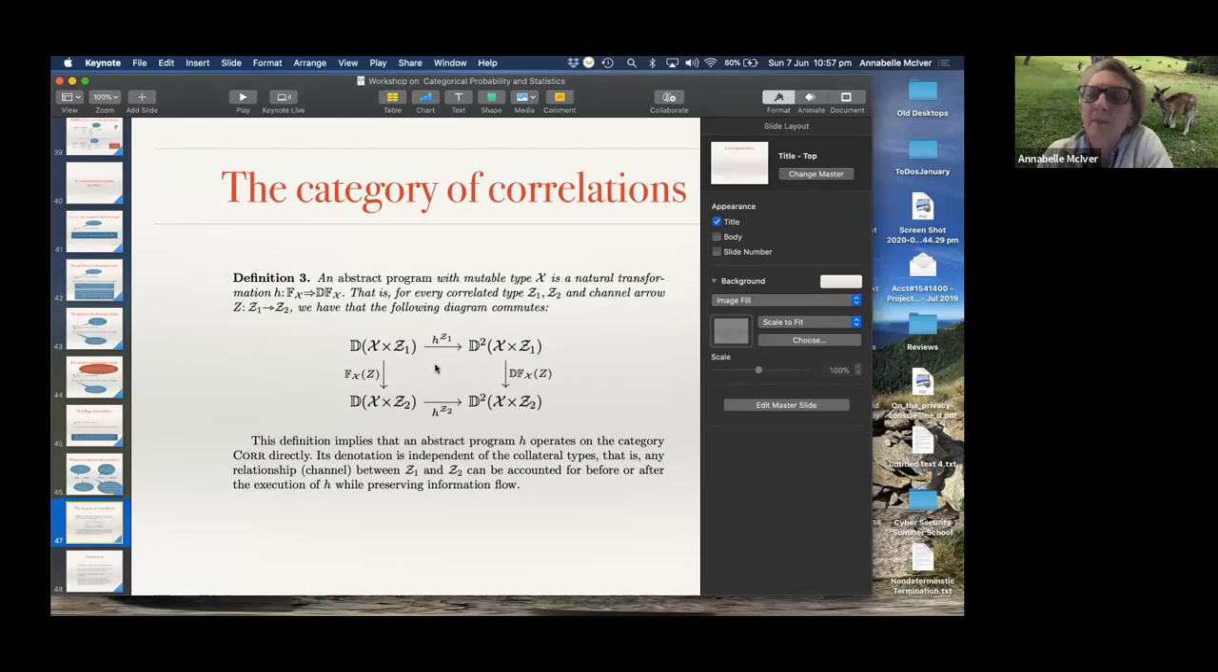Yeah. So I think Tobias had a question. Please go ahead, Tobias. Yeah. Maybe you can say a little bit more about what you then do with this category of correlations. And in particular, do you have generalizations of all the things from the previous part of the talk, or are you aiming for that?